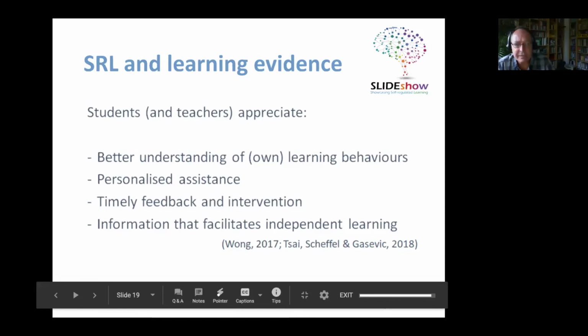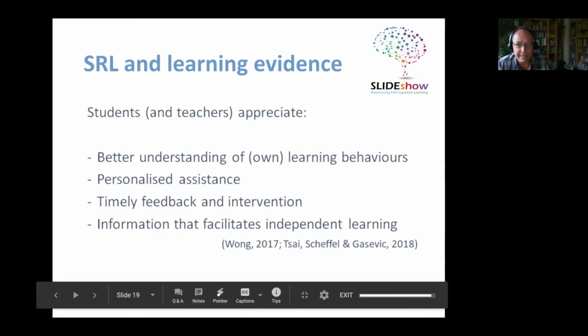Students also appreciate timely feedback where they are still able to change things. And I'm going to talk about that in the next slide. So not only waiting for the exam or the test results and the mark that they got for it, but actually feedback on the process, on how they are doing and whether they are working or learning in the right direction, goal orientation. And timely intervention means just to bring them back on track by a teacher.